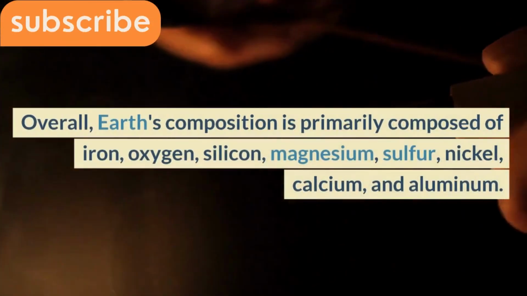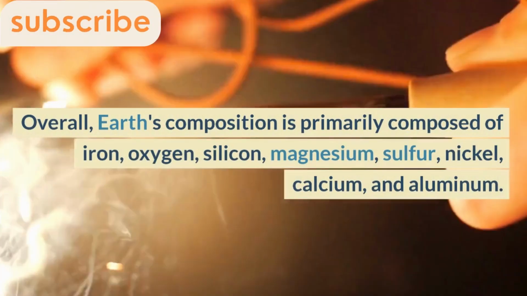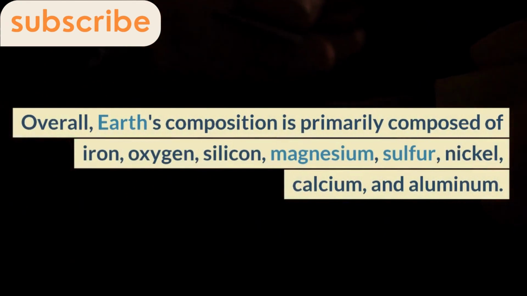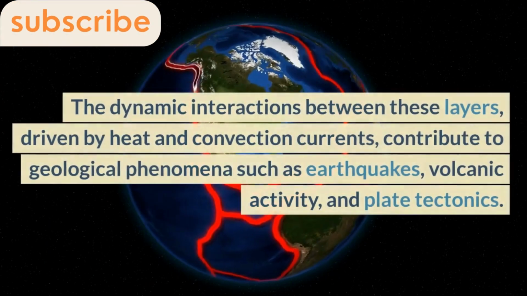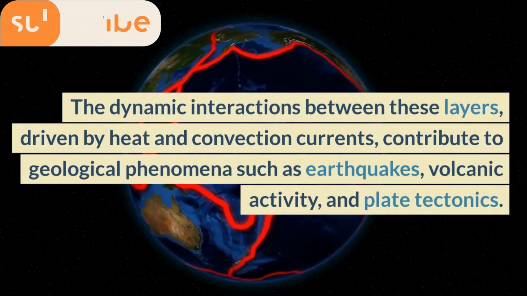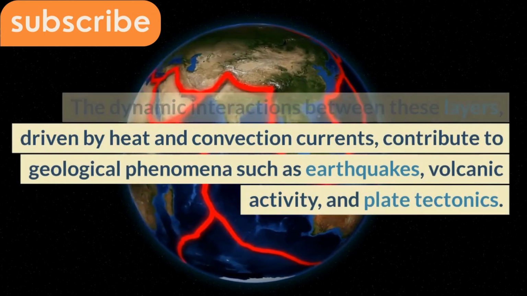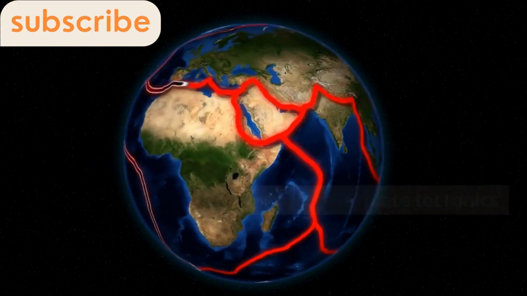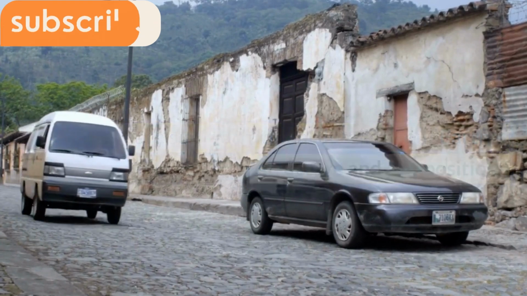Overall, Earth's composition is primarily composed of iron, oxygen, silicon, magnesium, sulfur, nickel, calcium, and aluminum. These elements combine to form various minerals and rocks that make up the different layers of Earth. The dynamic interactions between these layers, driven by heat and convection currents, contribute to geological phenomena such as earthquakes, volcanic activity, and plate tectonics. Here are some additional details about Earth's structure and composition.